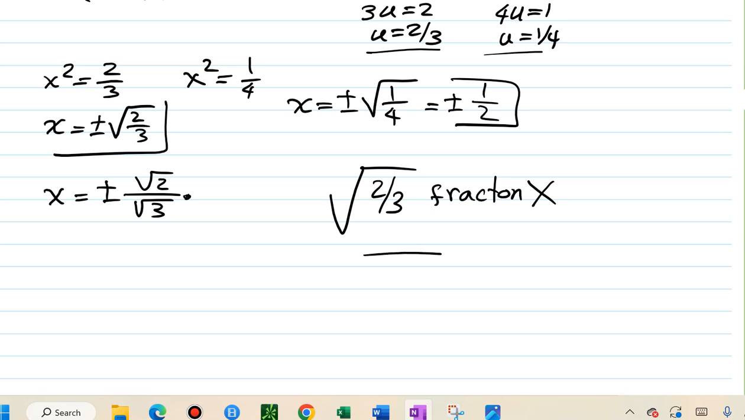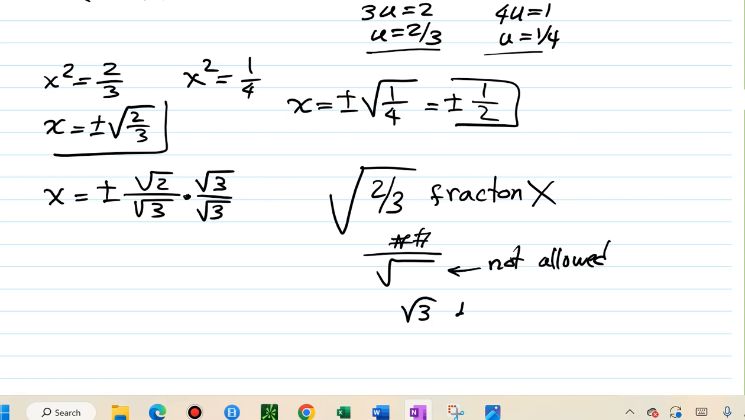And in a fraction, a radical in the denominator is not allowed. We cannot have radicals in the denominator. So I need to multiply top and bottom by square root of 3. And remember, square root of 3 is irrational because 3 is not a perfect square.